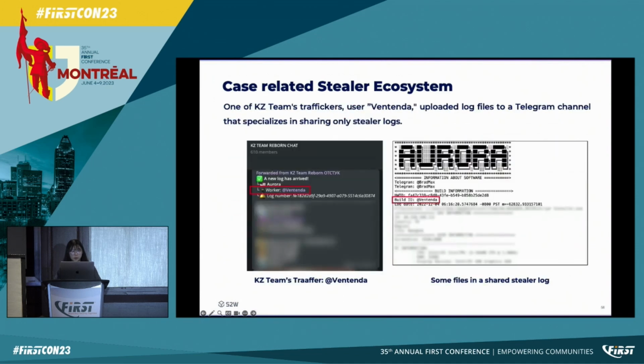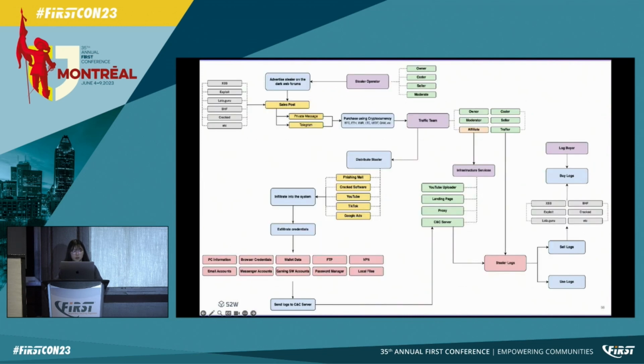Not only that, but one of the KZ team's traffers, user Ben Tenda, uploaded log files obtained by distributing the Aurora Stealer to a Telegram channel that specialized in sharing only stealer logs. This is a case that shows the relationship between traffic teams and log teams. We are able to see how the different groups within the stealer ecosystem work and how they collaborate with each other in the real world. Here is a map of the stealer ecosystem, which is expected to become more granular and organized in the future.